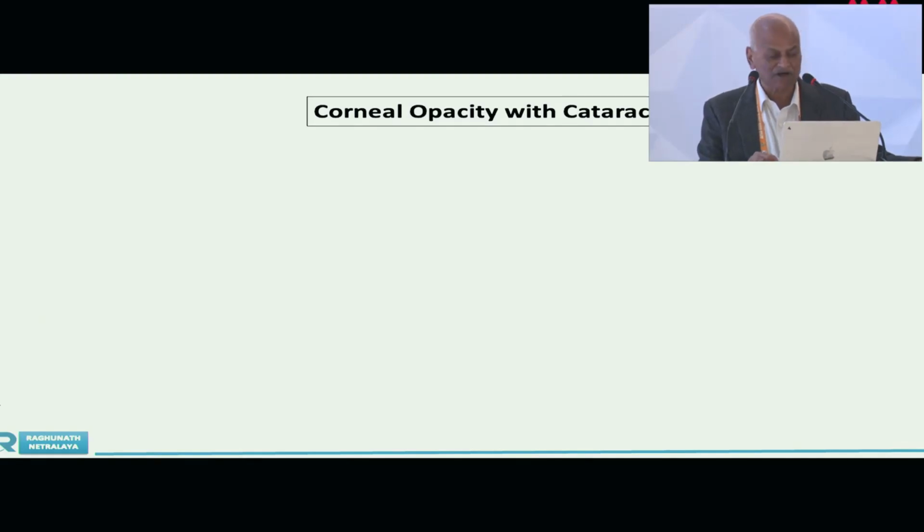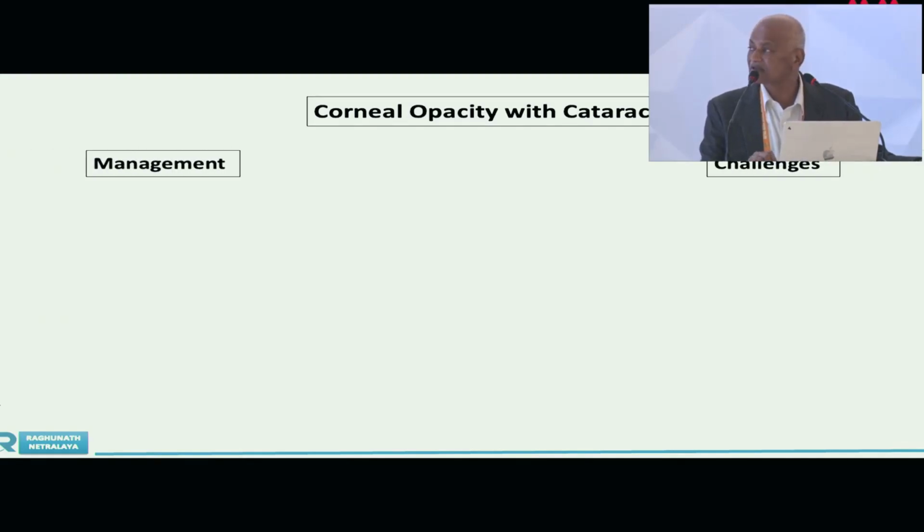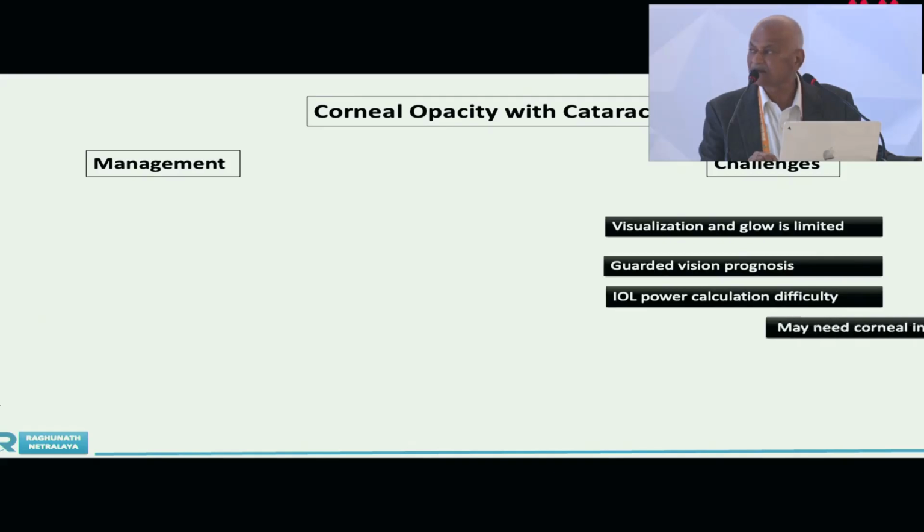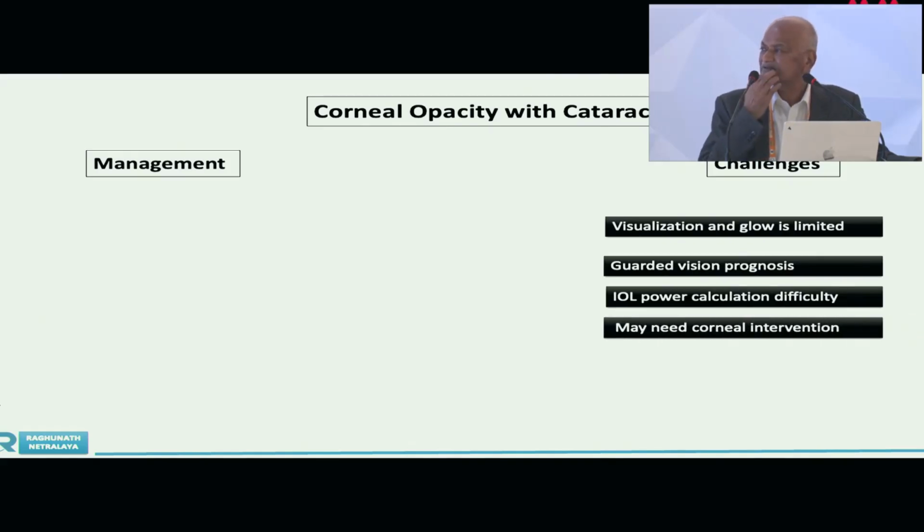Now you know the corneal opacity with the cataract. Normally there are challenges in the management. Visualization of the glow is limited. Guarded visual prognosis is there in the patient. IOL calculation is very difficult because the surface of the cornea is different. Then we may need a corneal intervention sometimes.